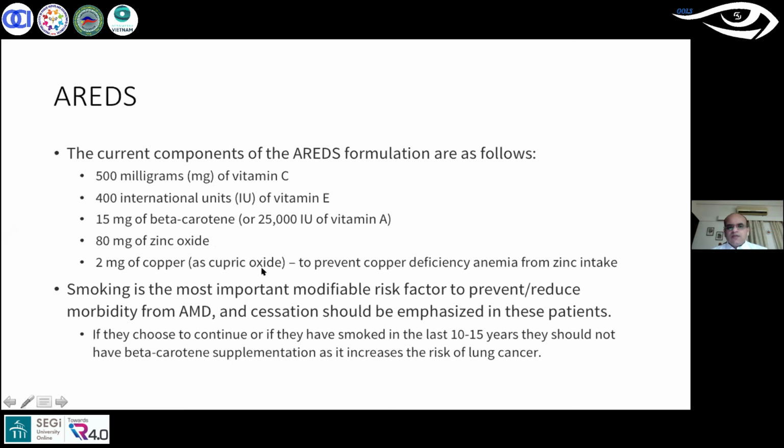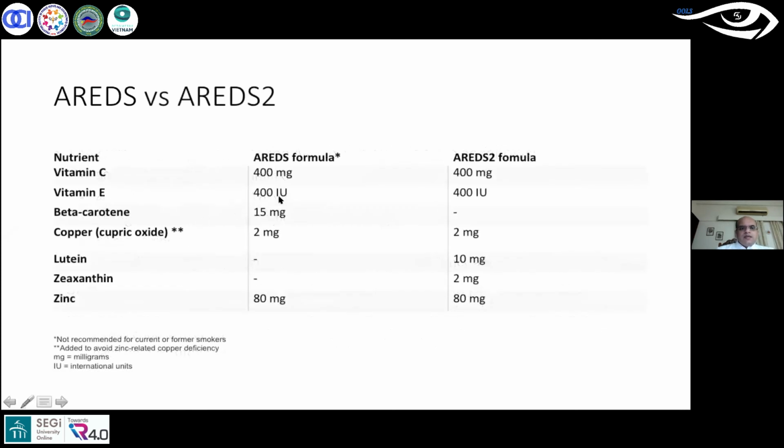Now, smoking is one of the most important modifiable risk factors to prevent or reduce morbidity from AMD, and this was also one of the findings of the AREDS 1 study. However, if they choose to continue or if they have smoked in the last 10 to 15 years, they should not have beta carotene supplementation as it increases the risk of lung cancer. So as a result, in the AREDS 2 formulation, they replaced the beta carotene with lutein and zeaxanthin. So essentially, everything else remains the same. They just removed the beta carotene from the AREDS 1 formulation and replaced it with lutein and zeaxanthin in the AREDS 2 formulation.